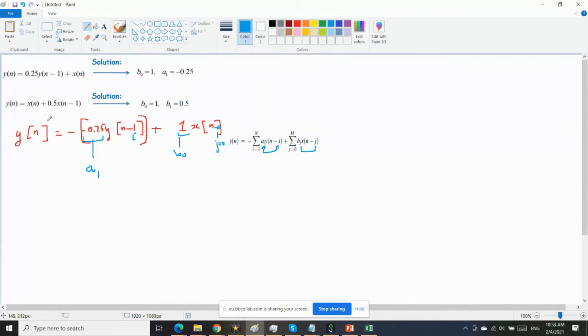What about the second one? It has no y's, so this is xn and this is xn minus 1, so all the a's are zero. All a's are 0. They're all 0, so that's why we don't have a's. We have b's. We have a b0, this is b0 because here it is minus 0, and this is 1, so this is b1. So b0 is 1 and b1 is 0.5.